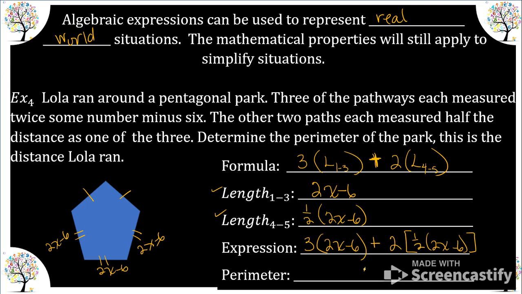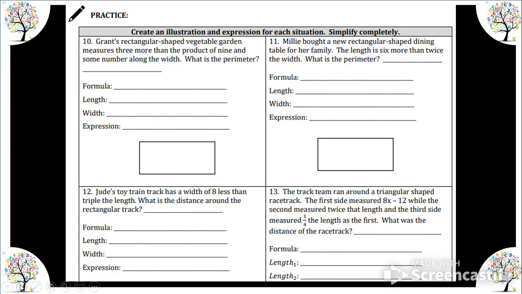I'm going to distribute, and I get 6x minus 18 plus, okay guys, 2 times 1/2. Half of 2 is 1, so this really gives me a coefficient of 1 times 2x minus 6. Now we are going to simplify, so we distributed. We're going to combine 6x plus 2x is 8x, minus 18 and minus 6 is minus 24. So this represents the perimeter of the pathway.